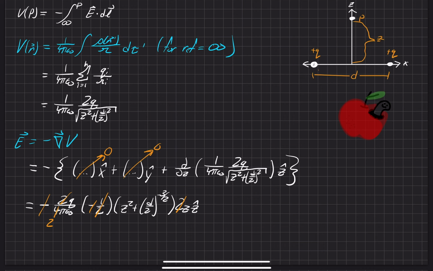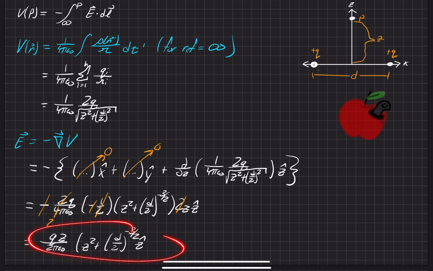So we'll take a step back. And let's see here. So we have qz over 2 pi epsilon naught. All right, and then we have z squared plus d over 2 quantity squared, to the 3 halves, pointing in the z hat direction. And if you go back and check this against the answer they recommend in the back of the book, you'll find out that it's actually in accordance with that one.